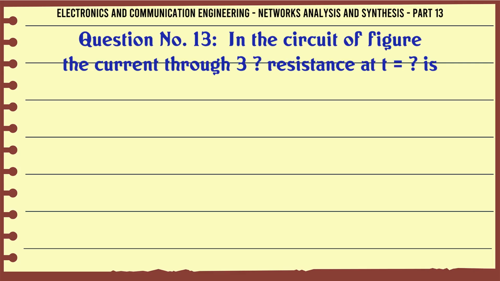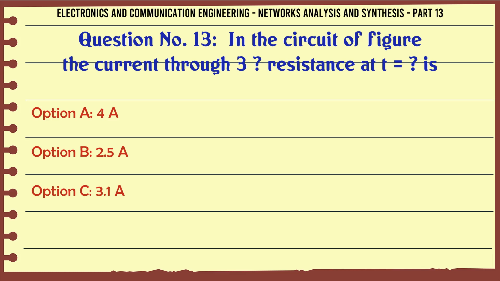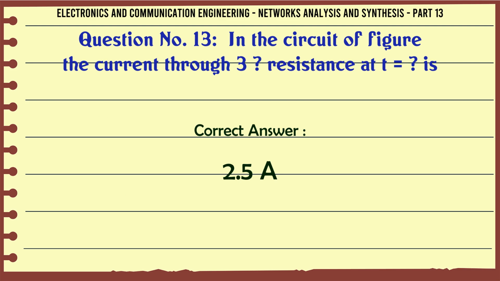In the circuit of figure the current through 3 Ω resistance at t = ∞ is A 4 A, B 2.5 A, C 3.1 A, D 0. The correct answer is 2.5 A.